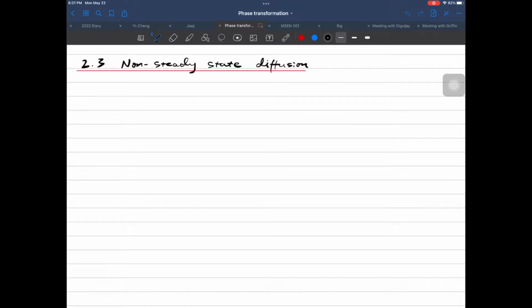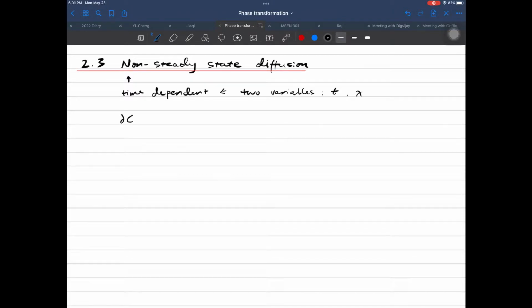In this video, we'll discuss non-steady state diffusion. You may wonder, what does non-steady state mean? Non-steady state means the process is time dependent. In the case of diffusion, if diffusion is non-steady state, we'll have two variables. The first variable is time, and the second variable is distance.